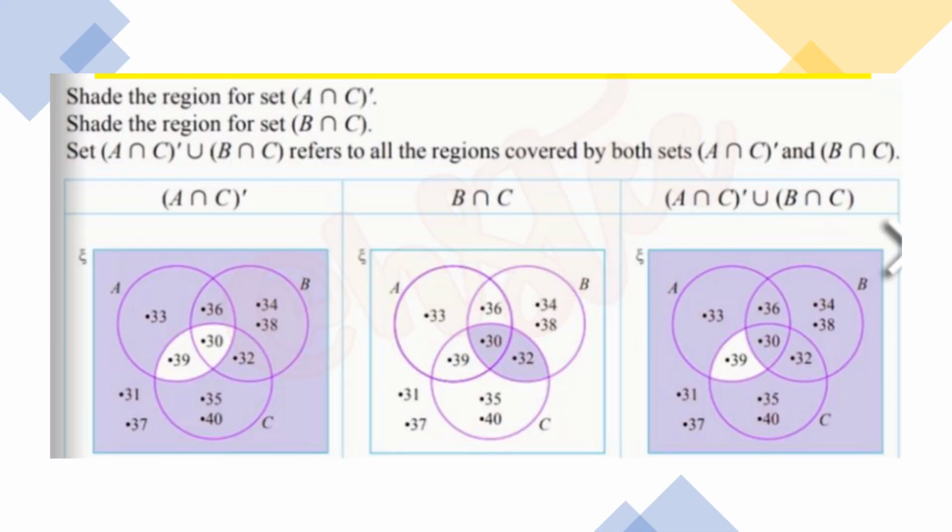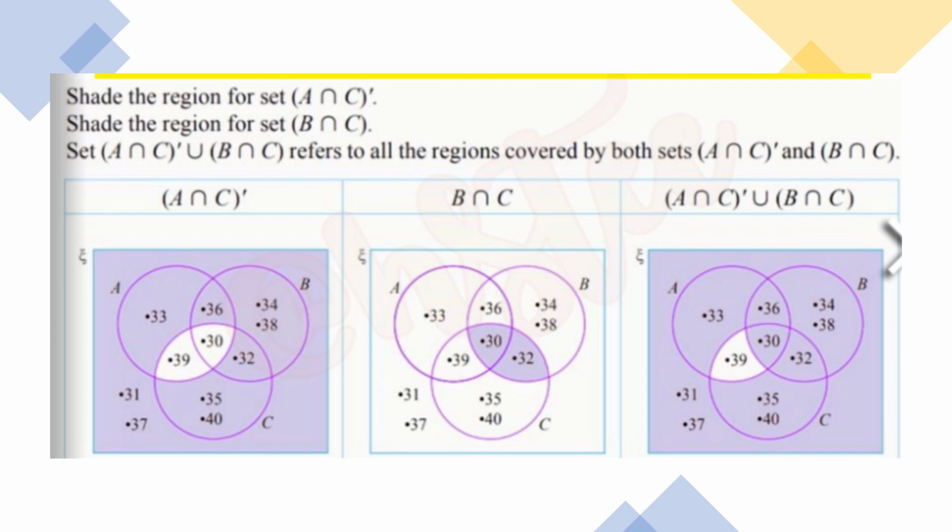Okay, so this one is the last part. This is exactly the same, but this is just shading inside a whole Venn diagram. Alright, first shade A intersect C complement. So the common elements of A and C are 39 and 30. So everything except for 39 and 30 you shade. That is A intersect C complement.